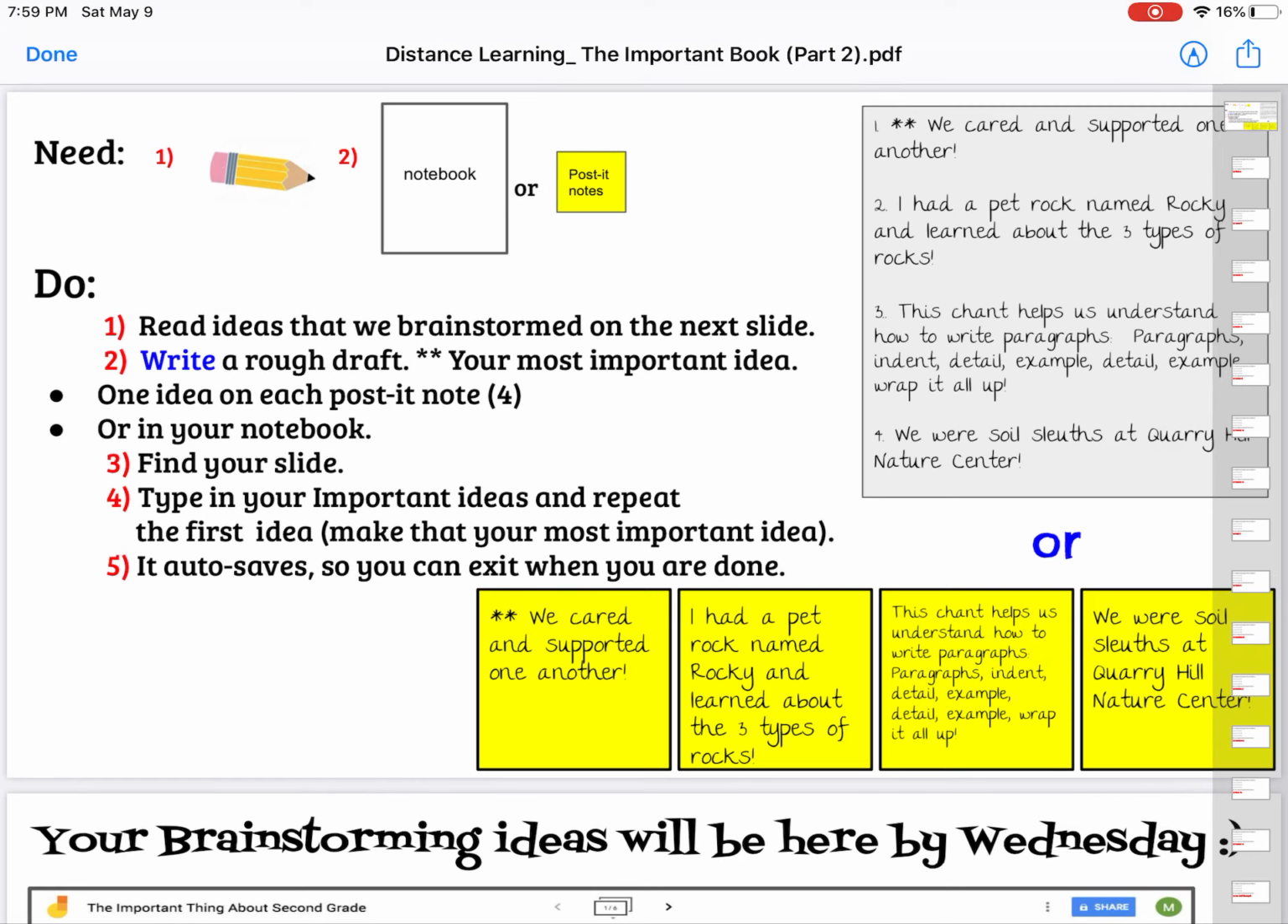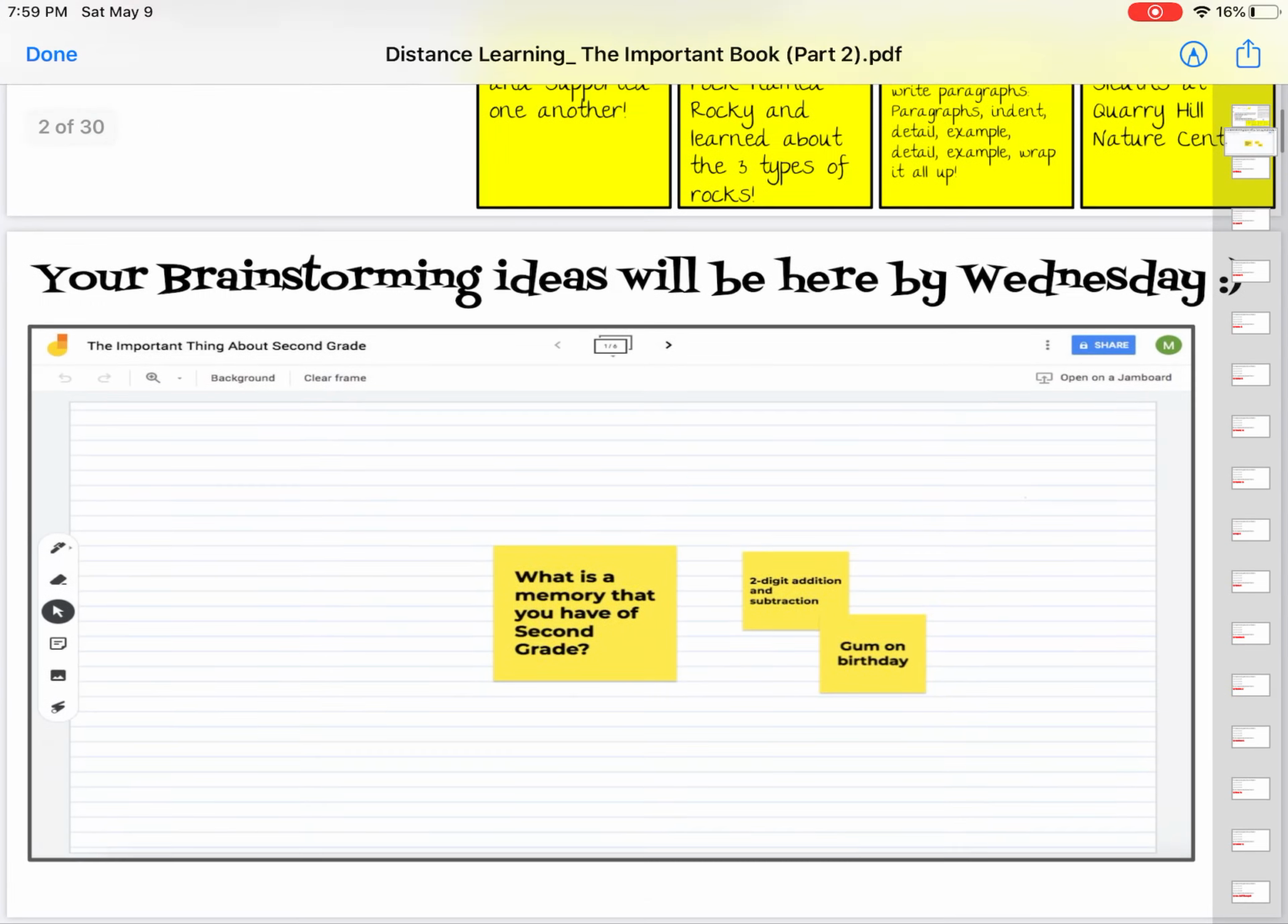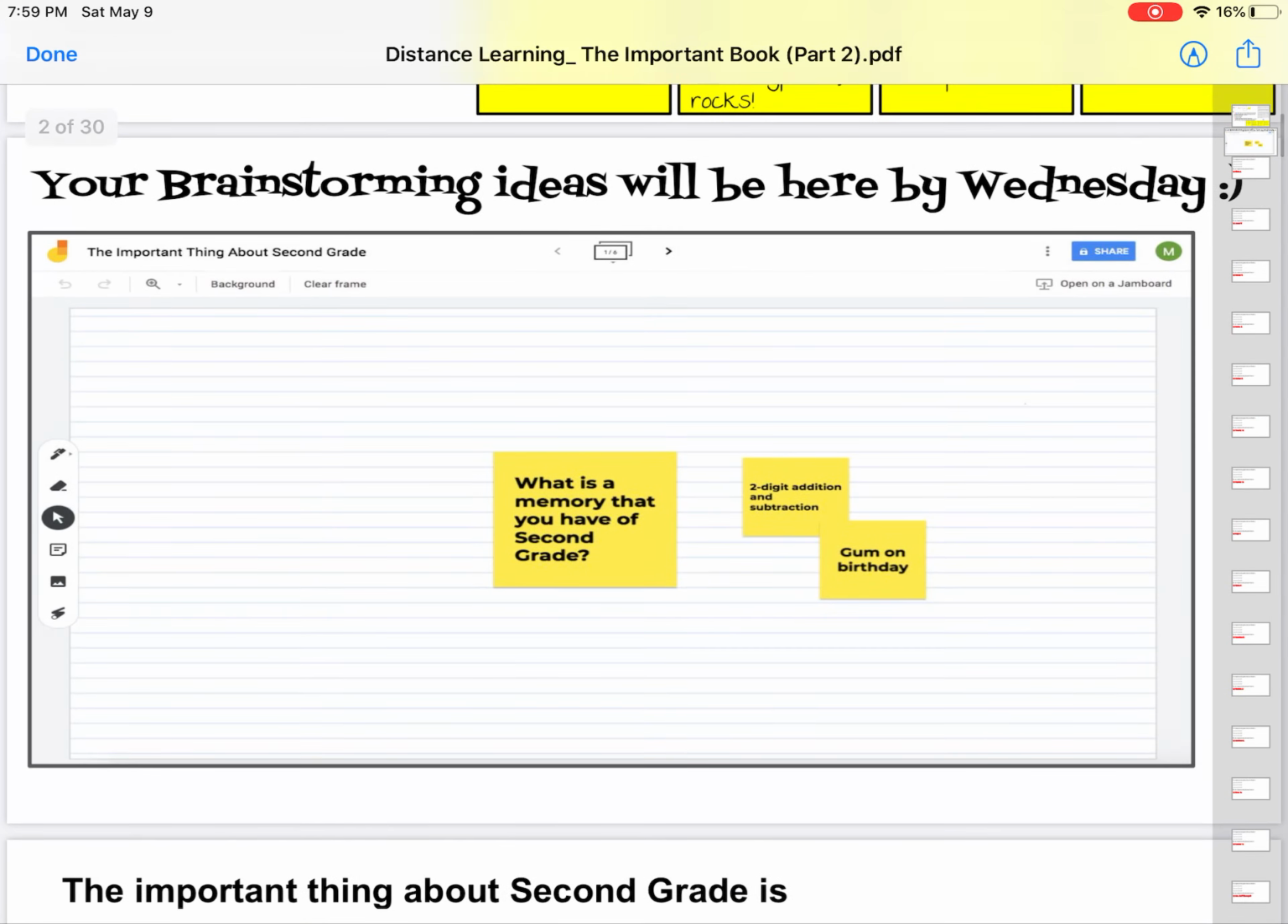You will click on that link, and this is what you're going to see. You'll start with this very first slide that you're looking at right now, and this is telling you what you have to do. It's your exit directions for your writing. Slide number two, and possibly three and more, are the memories that you shared on Jamboard.